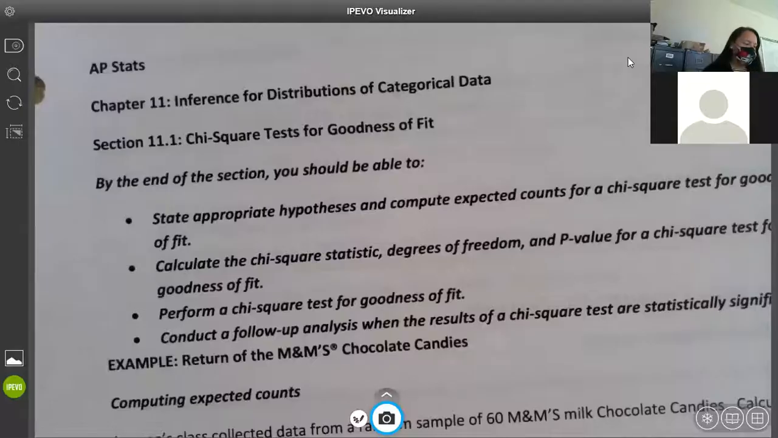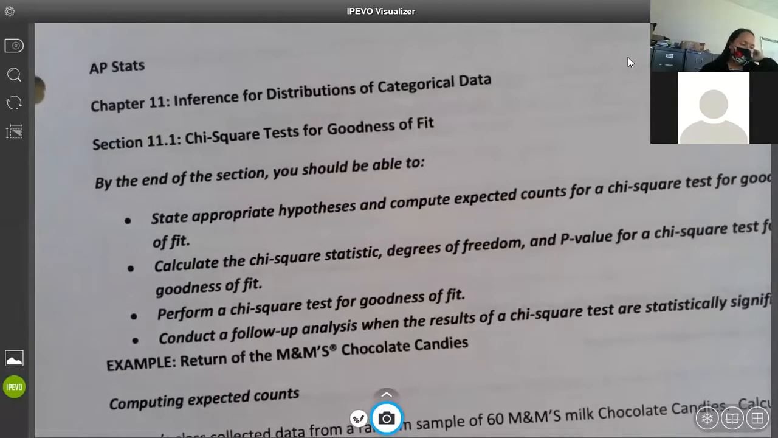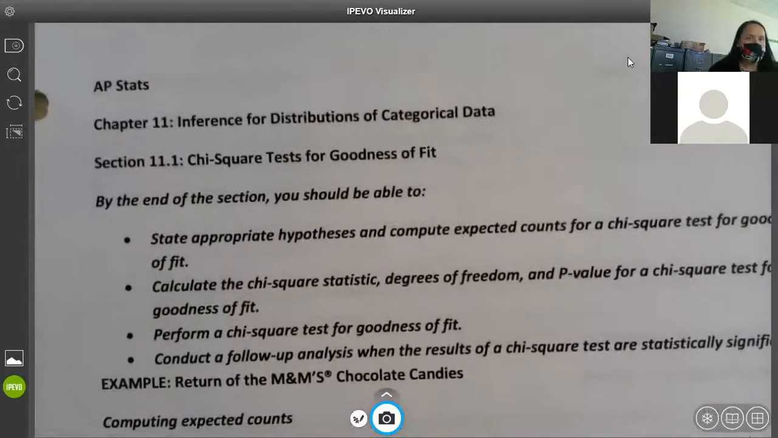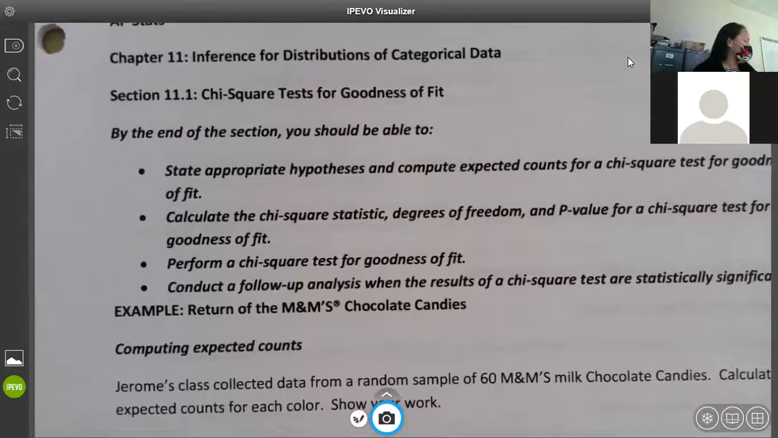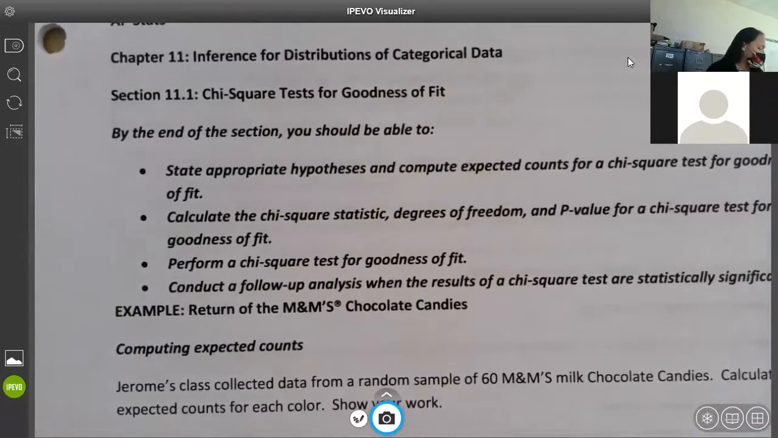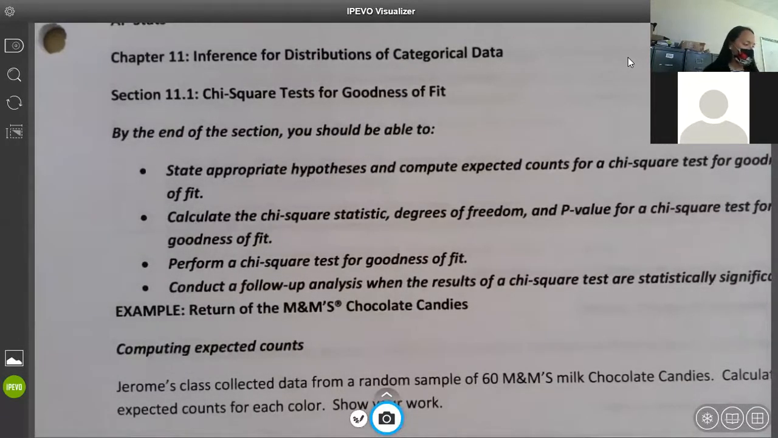We started with chapter 11. Remember, I told most of you last week, if you didn't hear it, that this is our last unit and it combines 11 and 12. 11.1 is pretty short. I think 11.2 is super long. And then we just have 12.1.